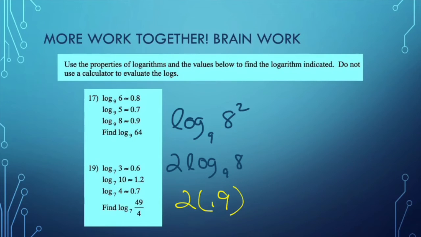At this point, you can use your calculator if you needed to. If not, then just do it in your head. 2 times 9 is 18. Since it's a decimal, it's 1.8.